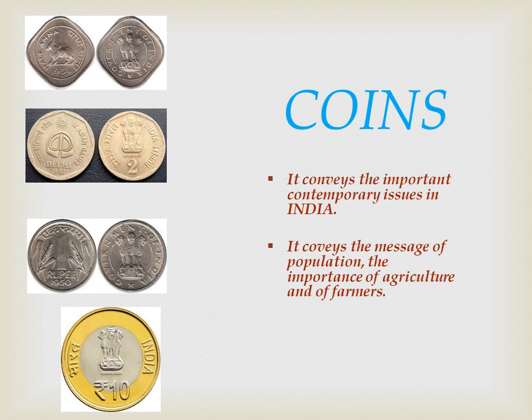The coins from 1950 to those used at present, the metals used for making them, their different shapes, the diversity of subjects on them together help us to understand the important contemporary issues in India, such as coins to convey the message of population control and coins communicating the importance of agriculture and of farmers. The coins which were minted in the year 1950 reveal the same history.